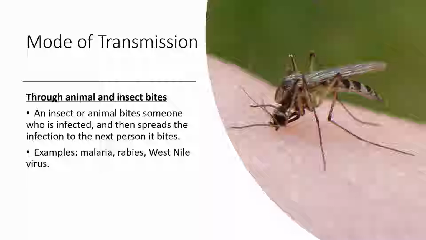Another mode of transmission is through animal and insect bites. It goes like this: an insect or animal bites someone who is infected and then spreads the infection to the next person it bites. Examples are malaria, rabies, and West Nile virus.